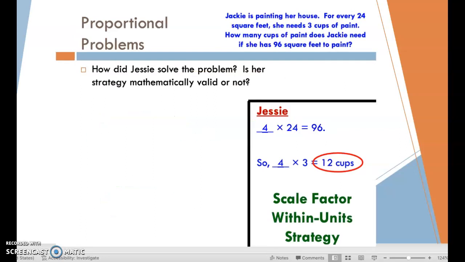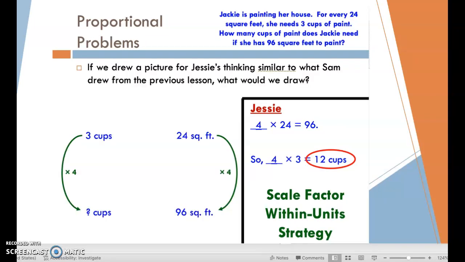Jessie. How did Jessie solve the problem? Okay. 4 times 24 equals 96. So 4 times 3 equals 12 cups. How did he get there? Writing it down is really helpful. Think about how he got there. Okay, so if we drew a picture for Jessie's thinking, again going back to Sam, 3 cups times 4 equals what? And 24 square feet times 4 equals 96. So 4 times 3 equals 12.